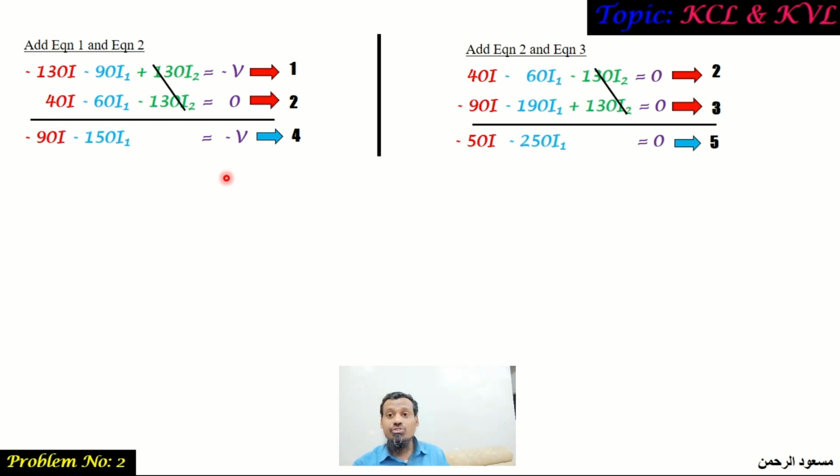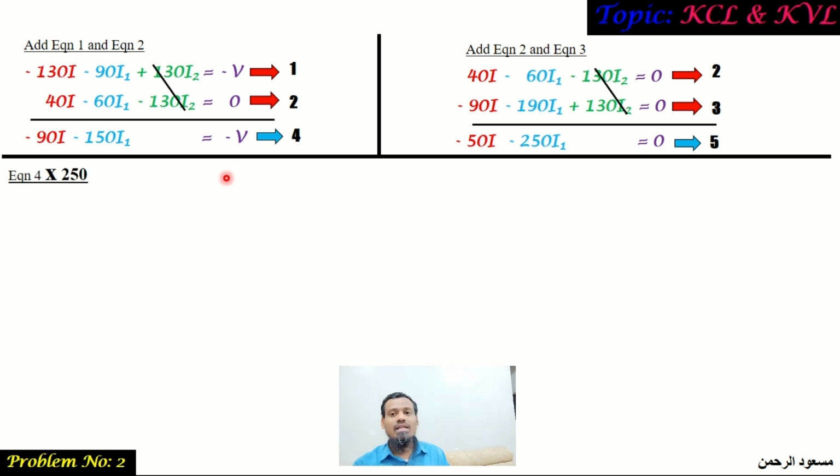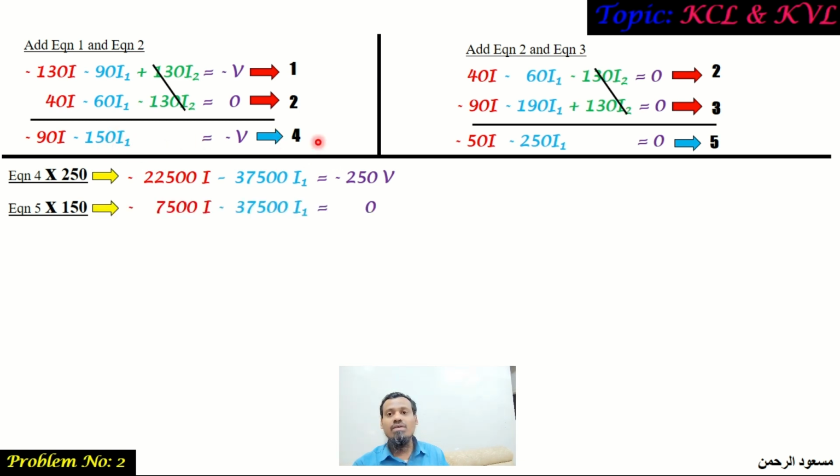Now solving these 2 equations, we will get the I and I1 values, which are the required currents to find out the ratio. To solve these 2 equations manually, let us multiply equation number 4 by 250, which is the coefficient of I1 in equation 5. By doing so, we will end up with this equation, and multiply equation number 5 by 150, which is the coefficient of I1 but in equation number 4.